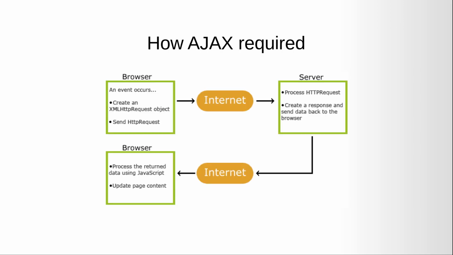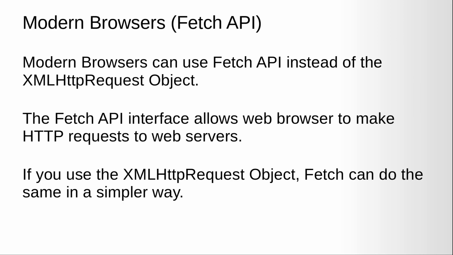So how does AJAX work? When a user clicks a button or performs any activity, an event occurs, which triggers an XMLHttpRequest object and sends that HTTP request to the server. The server receives the request, processes it, creates a response and sends it back to the browser. The user sees the processed data returned from the server and the page content is updated.